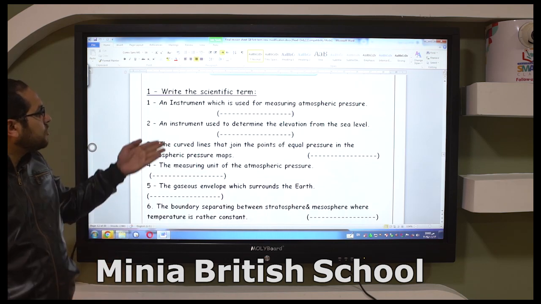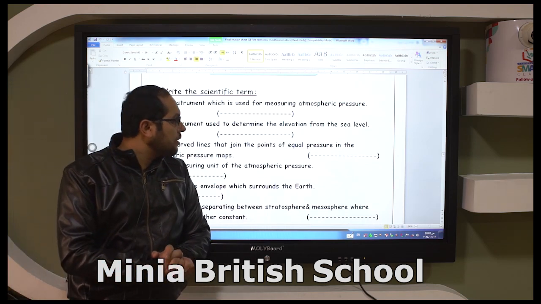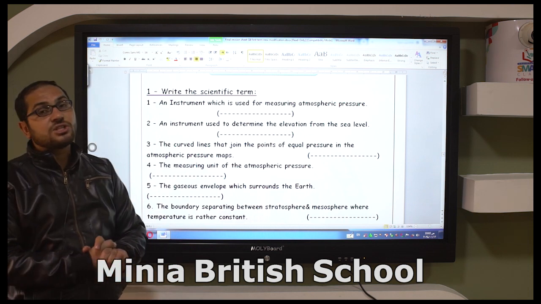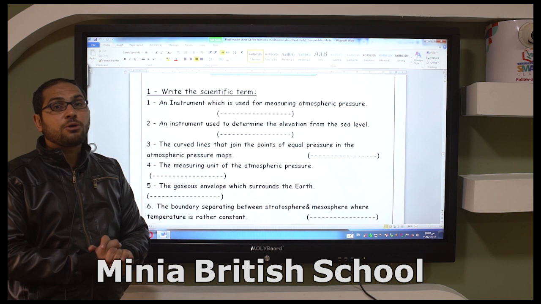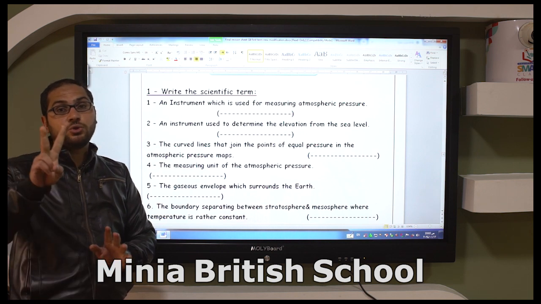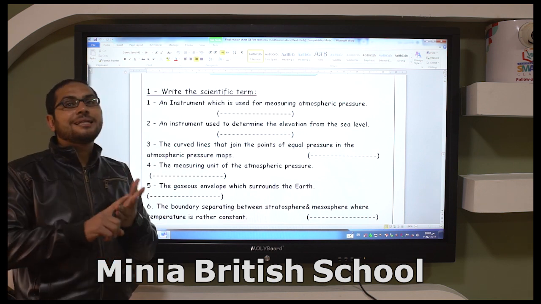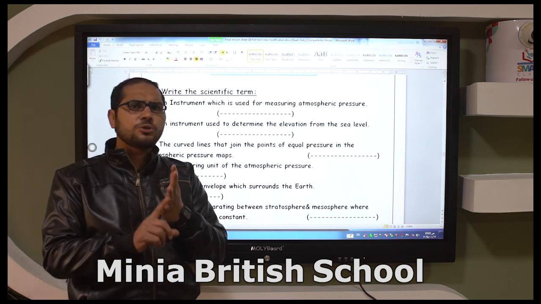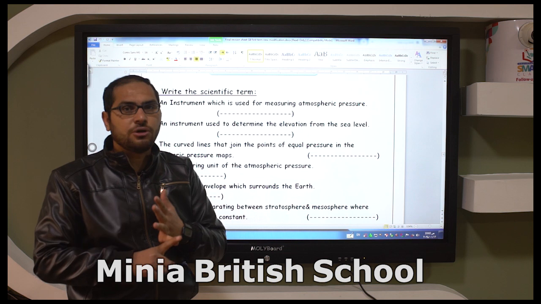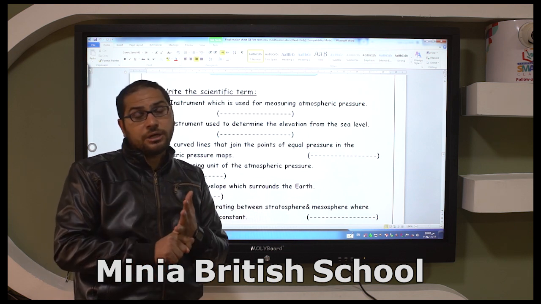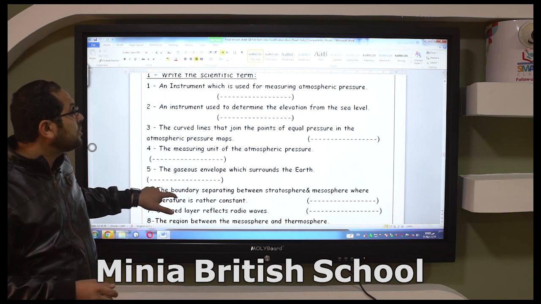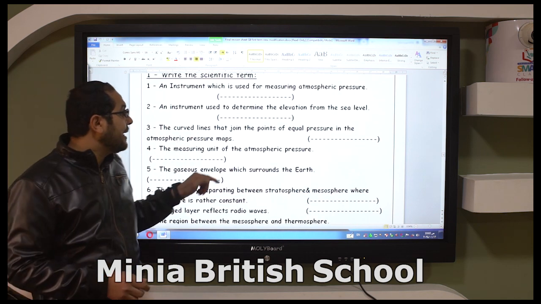Unit 2. What is the instrument used for measuring atmospheric pressure? This is called the barometer. The barometer includes two devices, altimeter and aneroid. The altimeter is used to determine the elevation of an aeroplane, while the aneroid is used to determine the possible day weather. An instrument to determine the elevation: altimeter.